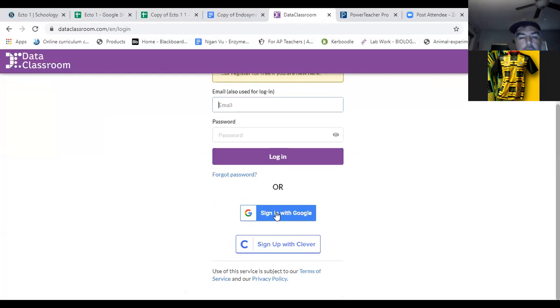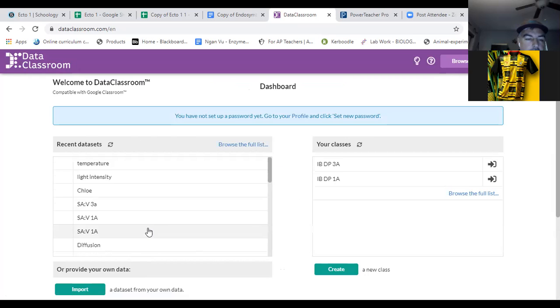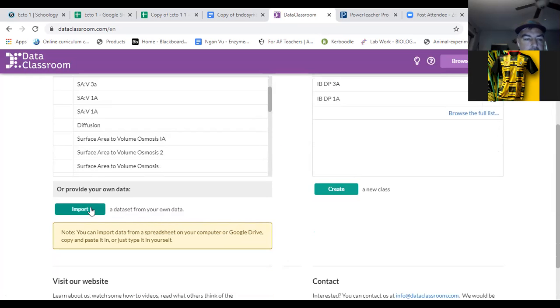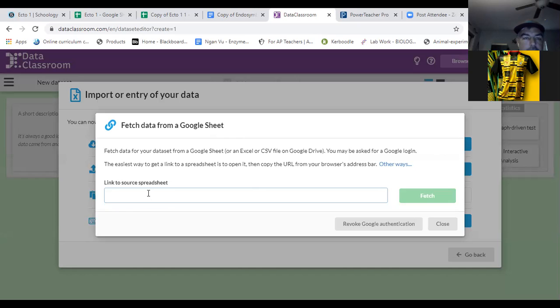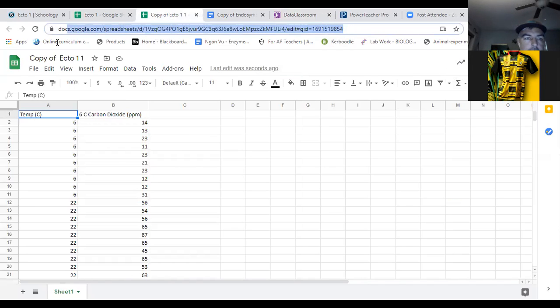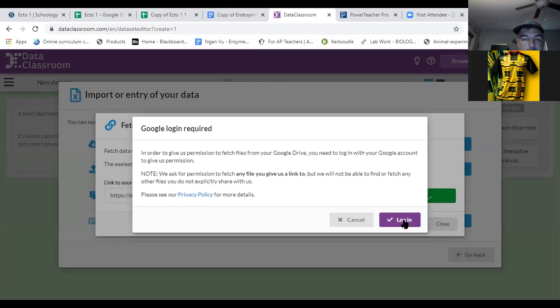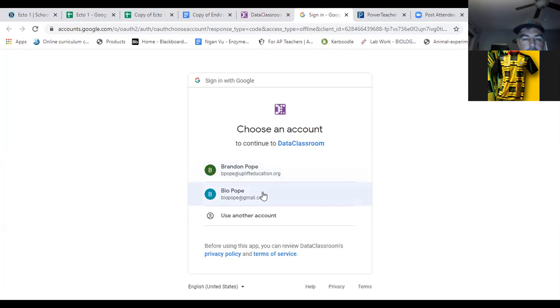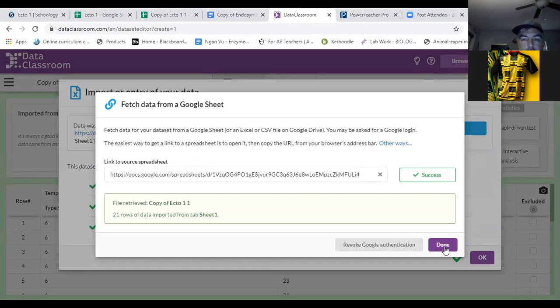When you go to Data Classroom, you're going to sign in with Google. You should have an account. I'm already synced there. And then I'm going to import this data set, and I'm going to fetch this data from my Google Drive. I'm going to put the link from my spreadsheet. It's right here at the top. I'll copy this link, put it in here and fetch. Google login required. Now it works. Done.